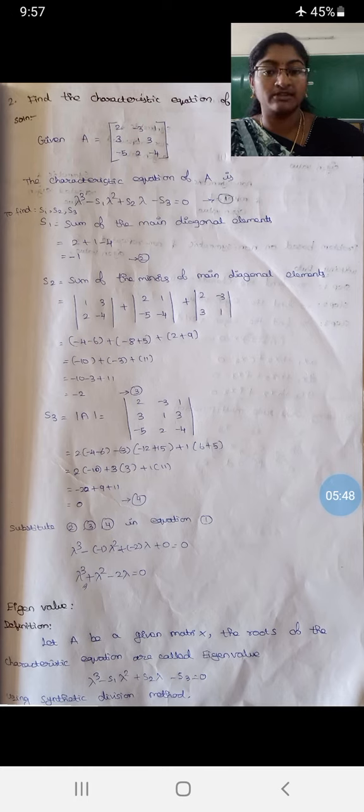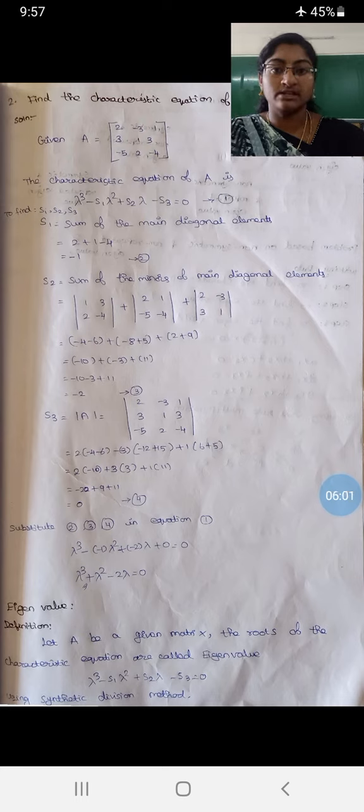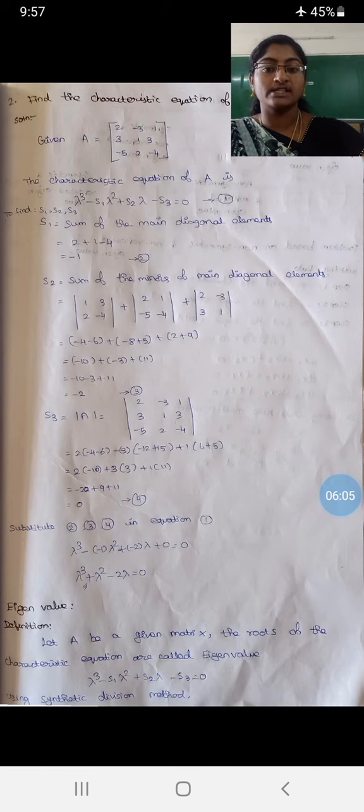Next, we have to find the value of S3, which is nothing but modulus A. So, write the given matrix in modulus form. In a 2 by 2 matrix, for S2, we find the value for S2 in modulus A, but here we find the value of S3 in modulus A. By solving this determinant, we get the value 0. Mark this as fourth equation.